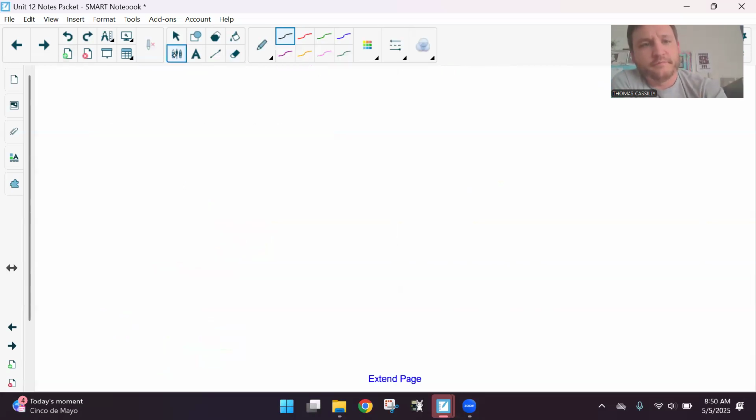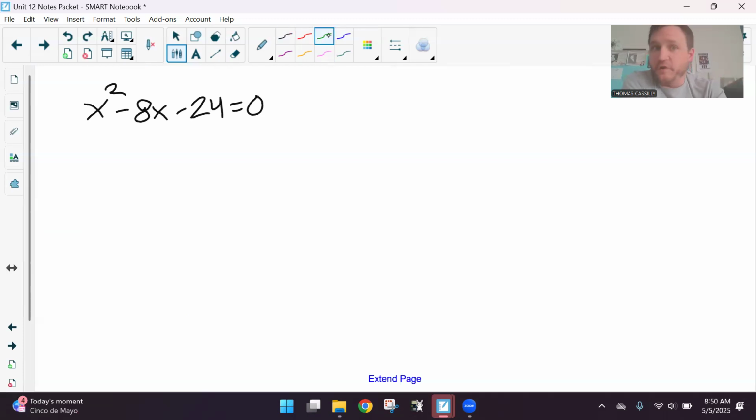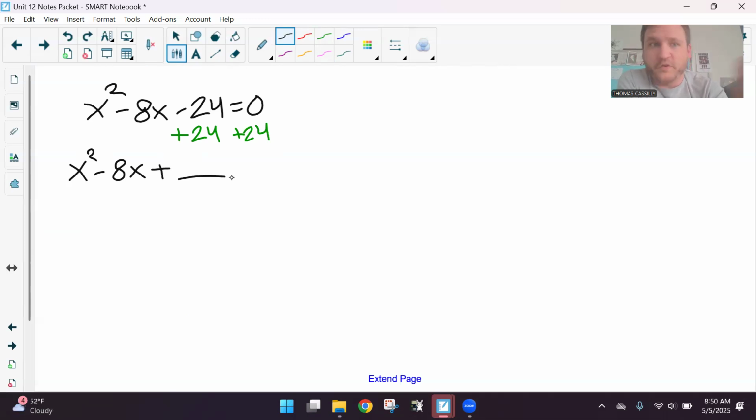x squared minus 8x minus 24 equals 0. So we need to solve this by completing the square. I'm going to add the 24 to both sides. So x squared minus 8x, remember, plus a blank space. We've got to figure out what's going in that blank space. Equals 24 plus a blank space. What goes in that blank spot?